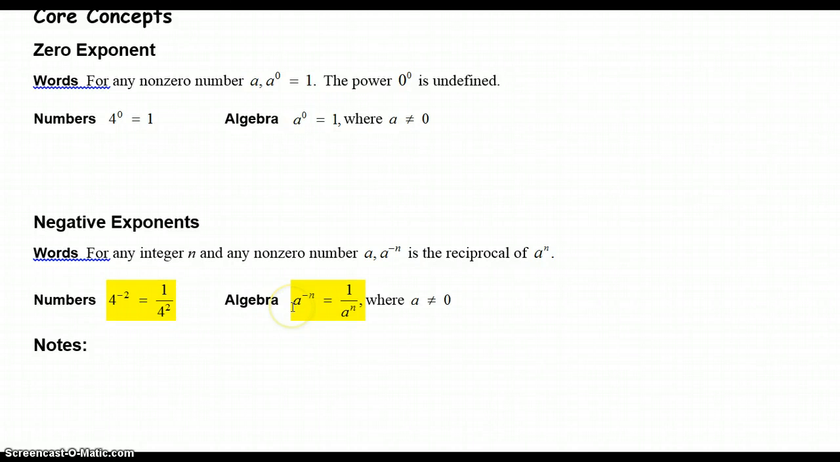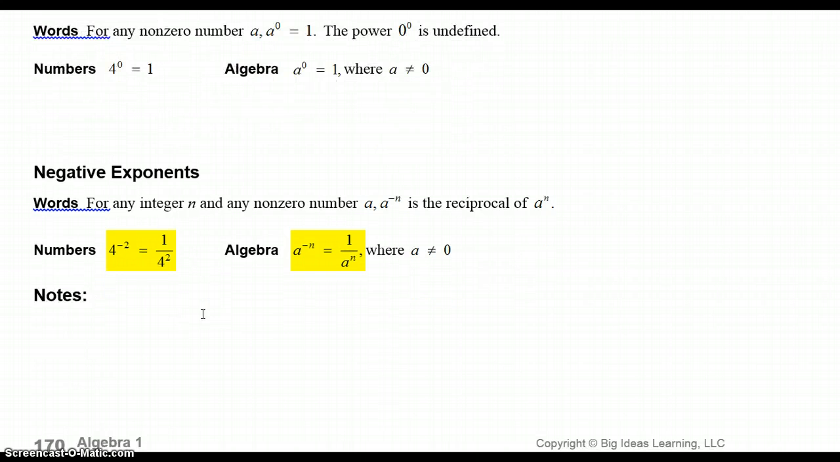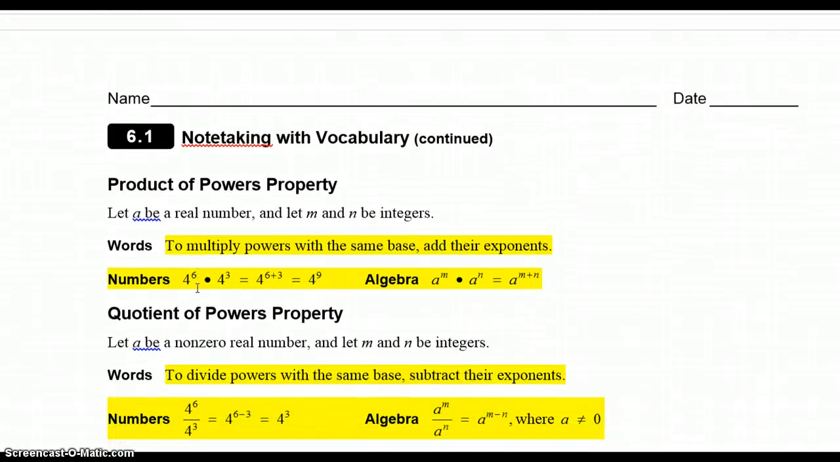Just to review, a to the 0 power is 1 anytime. Negative exponents, if you remember from when we were graphing exponential functions, 4 to the negative second power is the same as 1 over 4 to the second, which would be 1 over 16. Okay, so that will hold true. Flip to page 171.